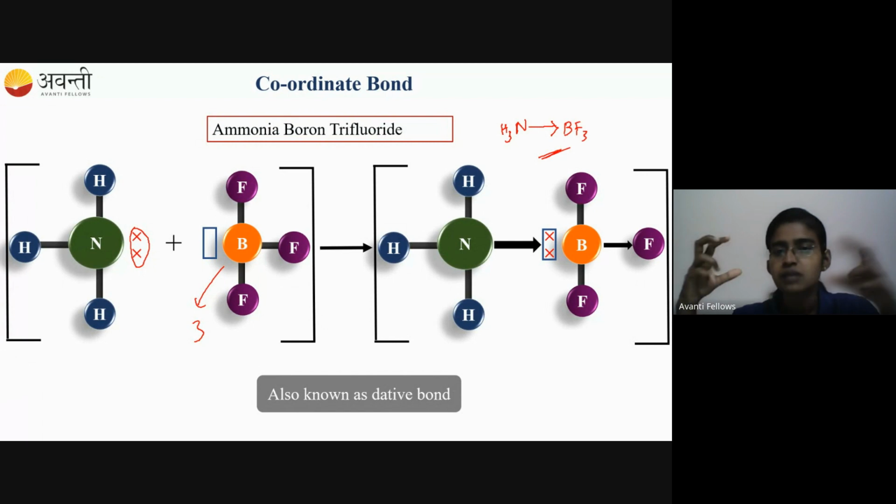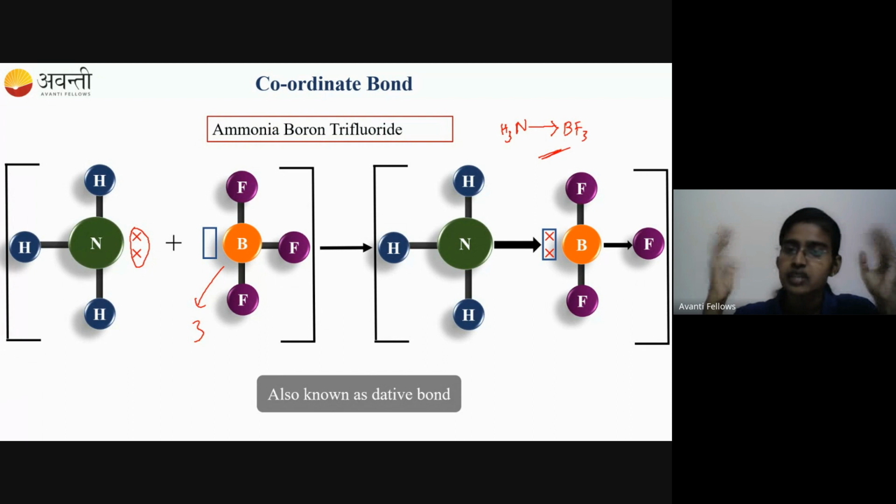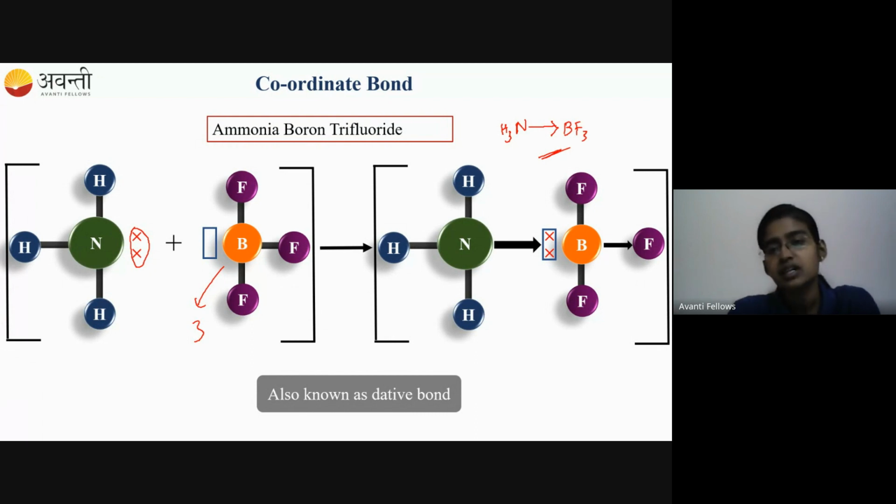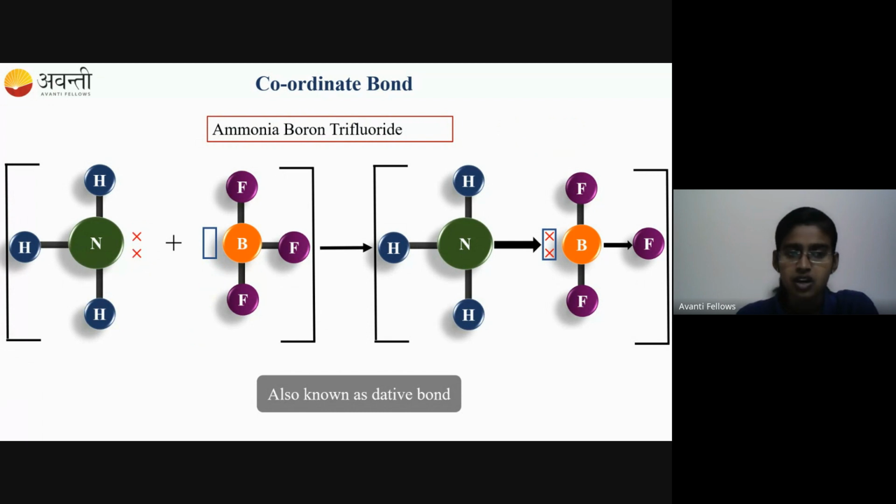So if 2 atoms have to form a bond, 2 electrons are required, right? In a covalent bond, 1 electron comes from one atom and the other electron comes from the other atom. But in a coordinate bond, both the electrons come from the same atom. Here in this example, 2 electrons are coming from nitrogen, from the same atom, and we call that bond a coordinate bond, and it is denoted by this arrow. Okay, clear now? Nitrogen is transferring its 2 electrons to boron.